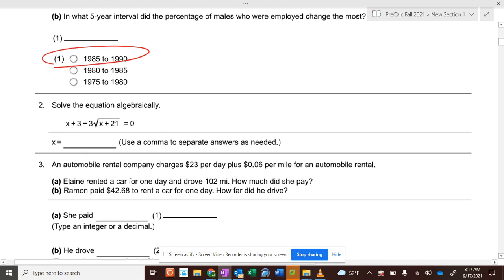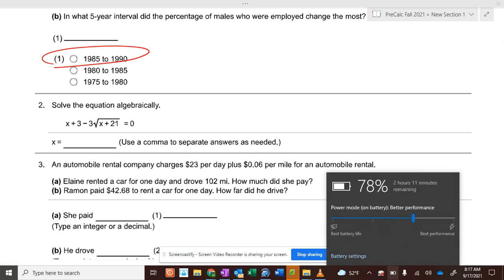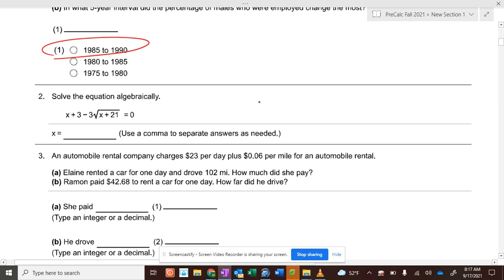How do we solve this? What's the first step in that? Add the 3 square root of whatever is going on. So x plus 3 equals 3 square root of x plus 21. And then what do we do to both sides?